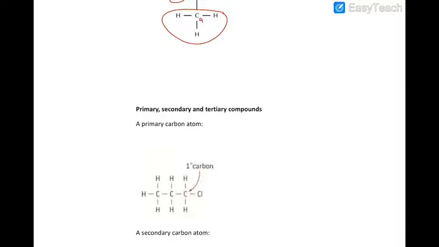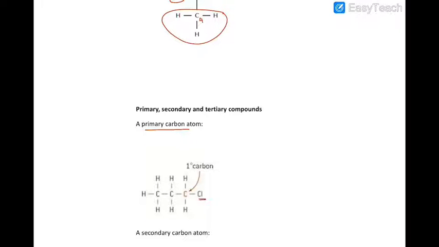Primary, secondary, and tertiary compounds. Now, a primary halogenoalkane is when you have the functional group bonded to only a primary carbon. But what is a primary carbon? A primary carbon is bonded to only one other carbon atom.